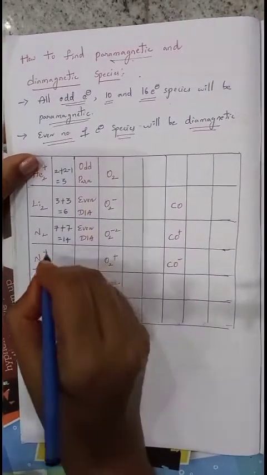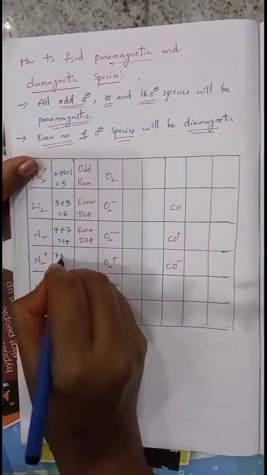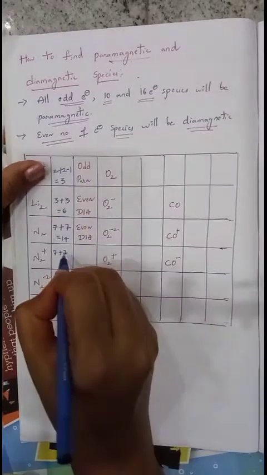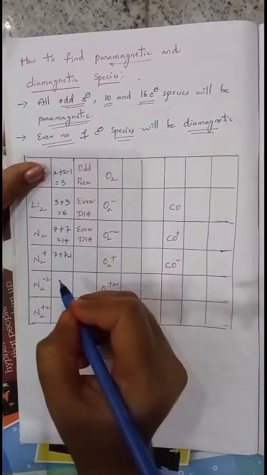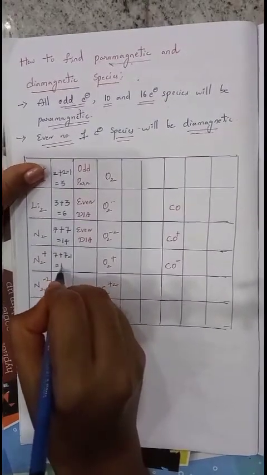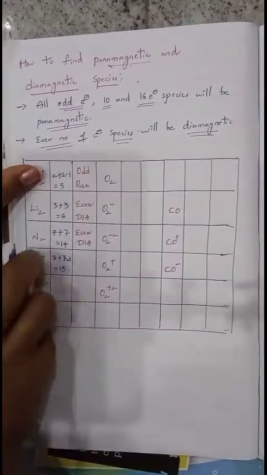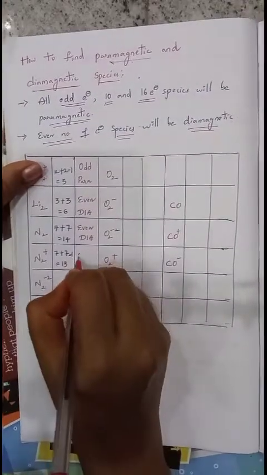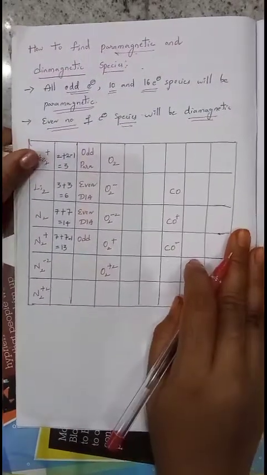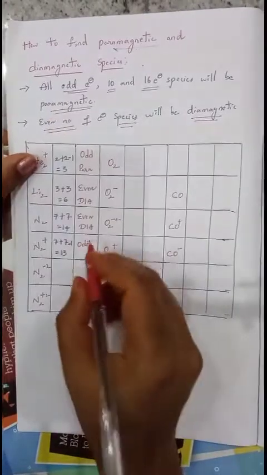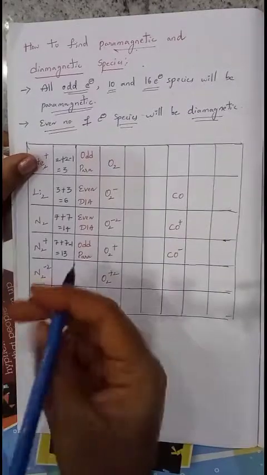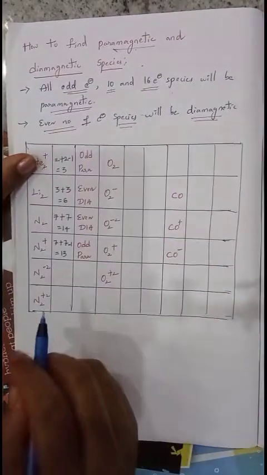Next, N2 plus. Each nitrogen has 7 electrons. This plus charge indicates that it has lost 1 electron, so subtract 1 electron. 7 plus 7, 14. 14 minus 1, 13. The total number of electrons here is 13, which is an odd number. If an odd number of electrons is present in a molecule, then that is said to be paramagnetic. So this N2 plus molecule is paramagnetic in nature.